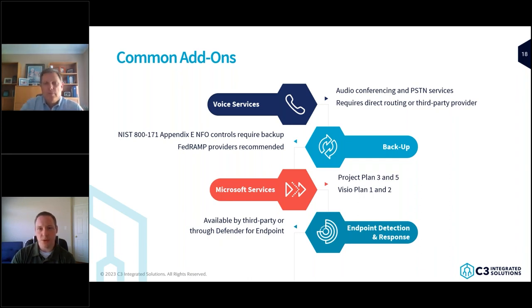Also, what about other Microsoft services? Think about Visio or Planner, for example. There's options in licensing both of those in both GCC and GCC High. And then we touched on your endpoint management, or excuse me, endpoint EDR. Do you want to go with Defender or Endpoint, or do you want to look at a third-party system?